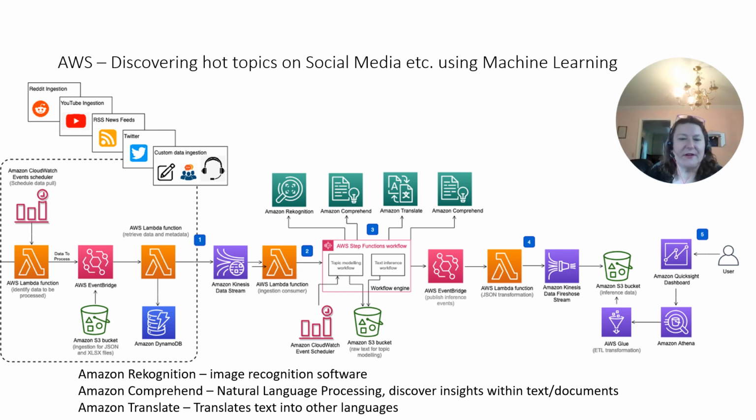Lambda function, which then sets off a Step Functions workflow, which can be the AI part of that. Rekognition can be used, which does facial recognition of photos, that kind of thing. Comprehend, which understands words and text and makes decisions based on that. Amazon Translate, which can translate from one language to another, and so on. So there's a lot of things that can be done in that Step Functions workflow there.